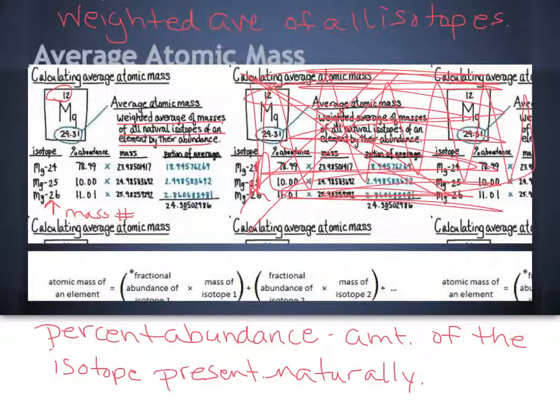So to find that average atomic mass, we multiply the percent abundance times the mass for each isotope, and then we add them all up together. That gives us our 29.31. So the formula for finding the atomic mass of an element is to have the percent abundance times the mass of that isotope, added to the percent abundance times the mass of the second isotope, and so on.